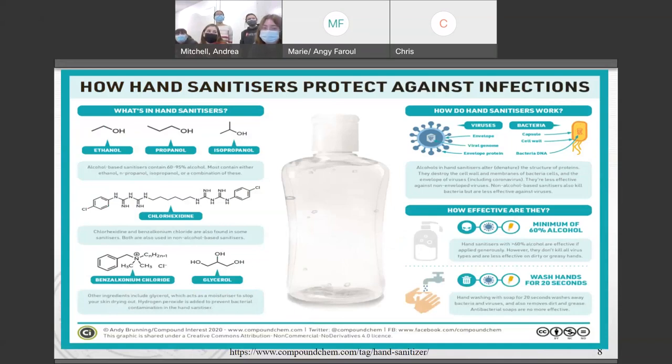So how do these hand sanitizers protect against infections? Mainly it's going to be our alcohol. We want at least 60% alcohol to make up the total hand sanitizer that we use. And it'll help break down the membranes of these viruses and bacteria. Breaking down these membranes, it can target proteins and it'll inhibit reproduction and will ultimately kill the virus.